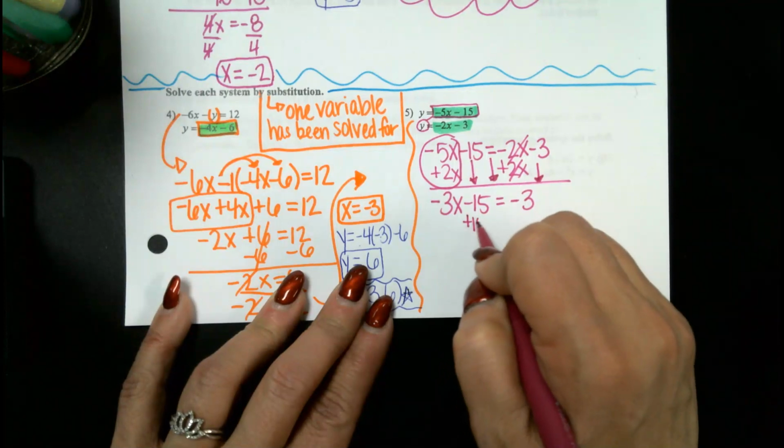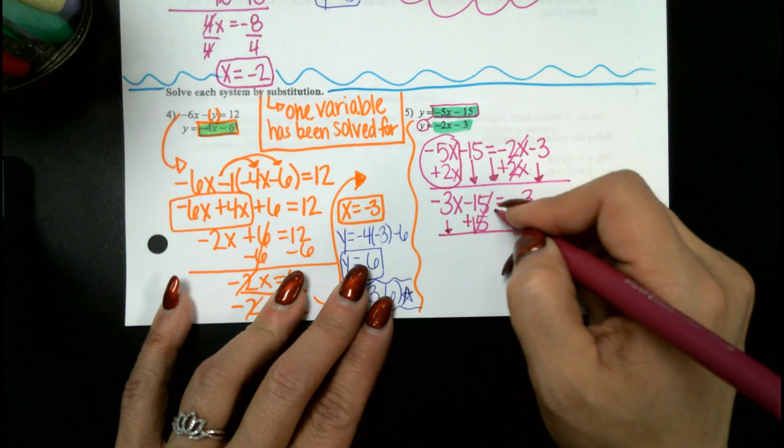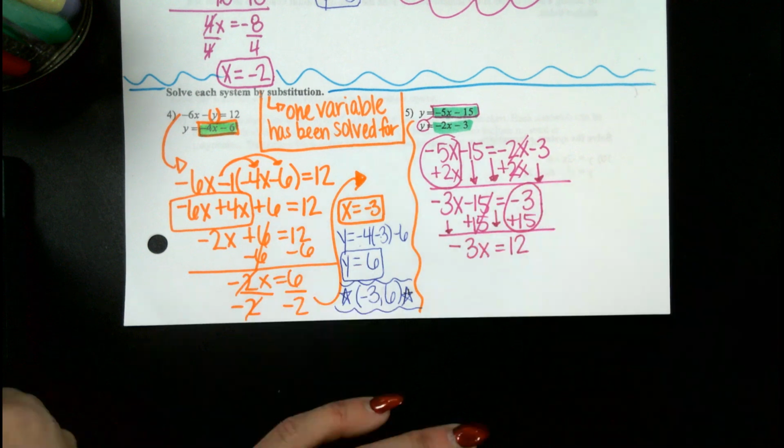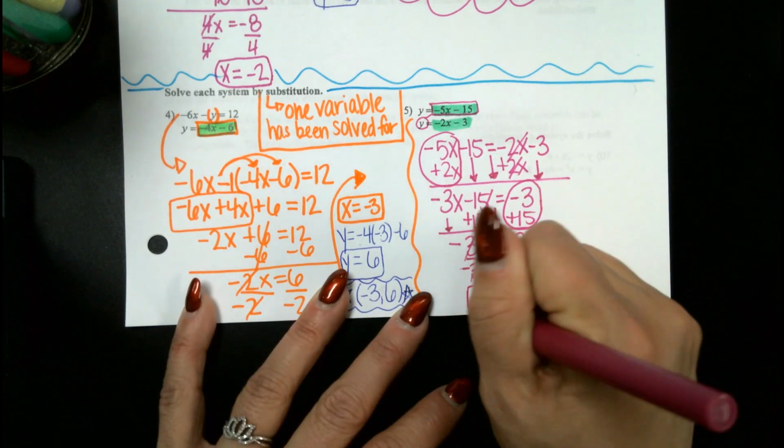We're going to add 15. Then divide. Negative 4? Yep.